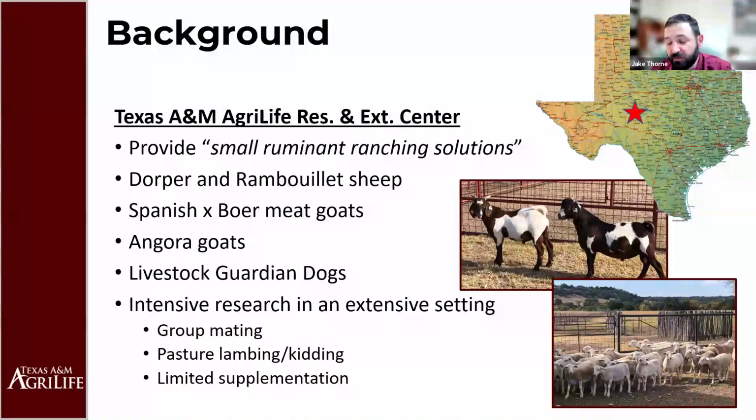And so a lot of what we do, even though it maybe makes it a little bit more challenging in some instances to collect data, we try to really reflect that regional production system. So group mating, pasture lambing and kidding. All of our females are expected to gestate out in the pasture, give birth, raise their offspring out in the pasture away from the barn.